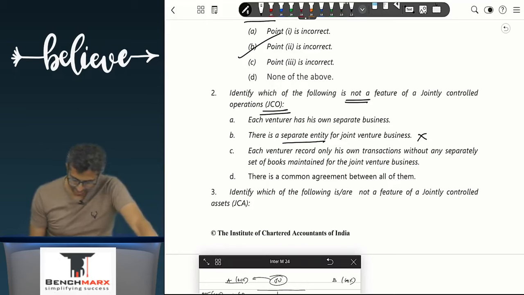Each venturer records his own transactions without a separate set of books. Perfect. There's a common agreement that is there. So your answer should ideally be B.